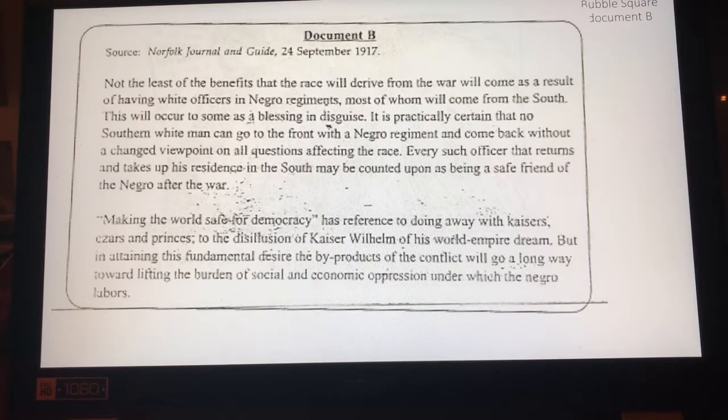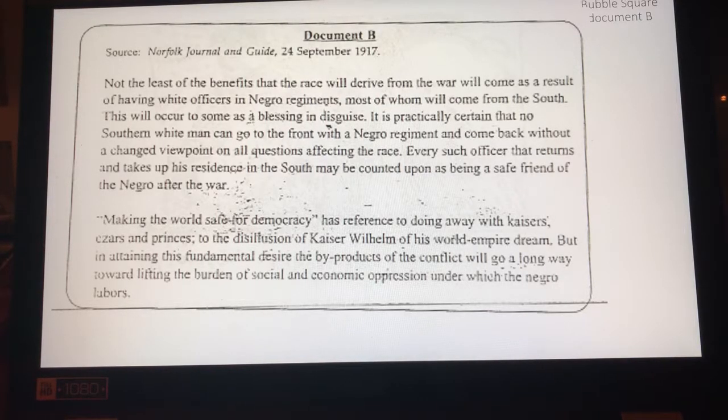of authority. "It is practically certain that no Southern white man can go to the front with a Negro regiment and come back without a changed viewpoint on all questions affecting race." So an officer who is taking an African American regiment is going to come back changed. "Every such officer that returns and takes up his residency in the South may be counted upon as being a safe friend of the Negro after the war." So these officers are going to trust the African American.